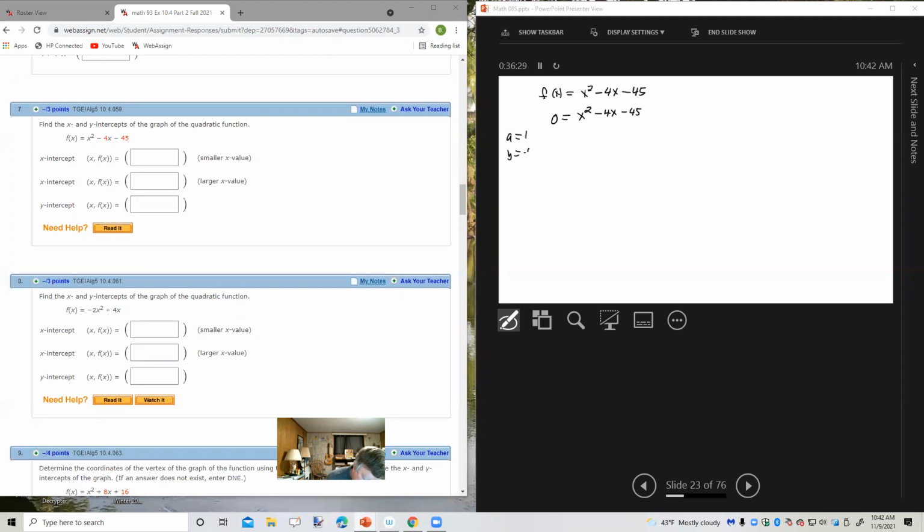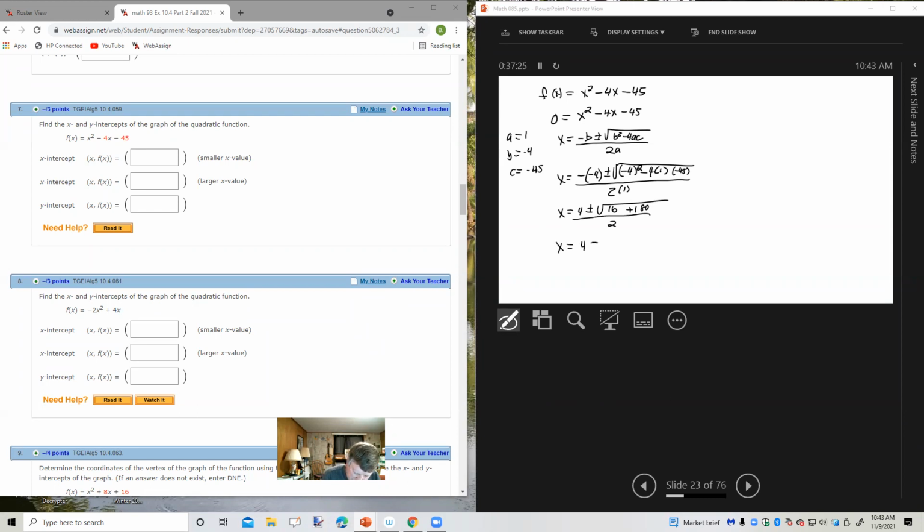A equals 1, B equals negative 4, C equals negative 45. So x equals negative b plus or minus the square root of b squared minus 4ac all over 2a. Simplifying, x equals 4 plus or minus the square root of 16. And then we've got minus 4 times 1, which would be negative 4, and that's times negative 45, which is positive 180. That's all over 2.